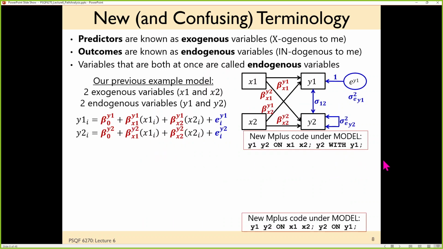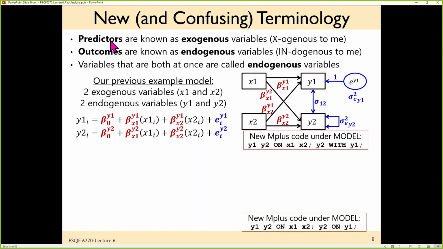All right, new and confusing terminology about what endogenous and exogenous mean. And this is something that I think depends on who you read and what software you're using, based on what it means. I'm going to try to simplify it for you, but let me explain what the problem is. In this literature, variables that are predictors only are known as exogenous, and variables that are outcomes are known as endogenous. Here are the mnemonics that I use to keep track of this.